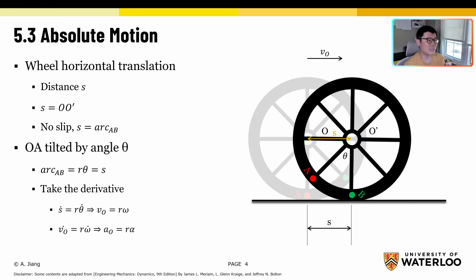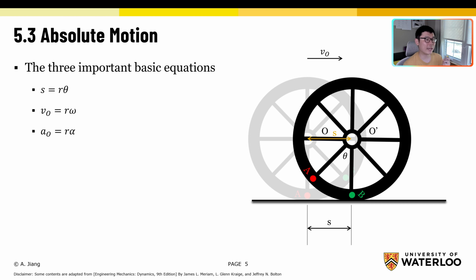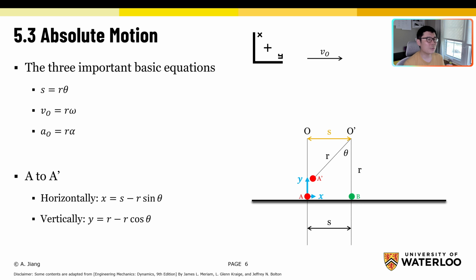We will take the derivative of this equation. The first derivative gives us the velocity, s dot, and the second derivative gives us the acceleration. We have obtained the 3 basic equations here, s, VO, and AO. Let me get rid of the wheel and only keep those key points so we can see it clearly here.